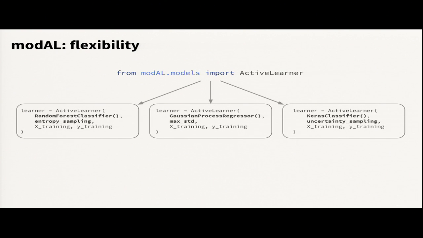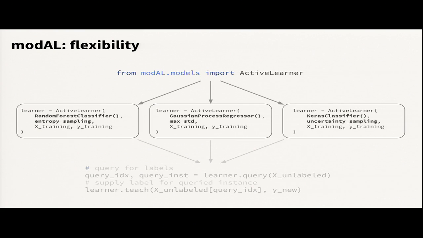So you can put any model in here and it will work. You can put a classifier, a regressor, or if you have a deep learning model from Keras, you can even put a deep learning model there and it will work. As far as I know, this is the only active learning framework which supports deep learning models. And if you have these three very different active learning algorithms, how you use them is the same. So you use them with the same methods. So basically, it's quite flexible.